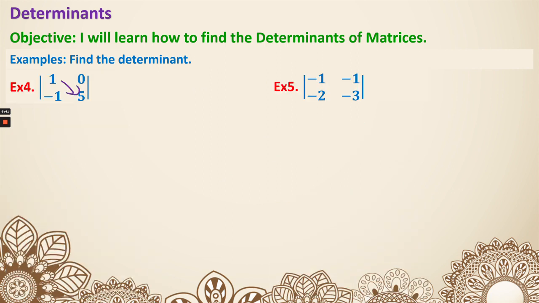Next, diagonal, subtract each other. 1 times 5 minus 0 times negative 1. That's 5 minus 0, which is 5.